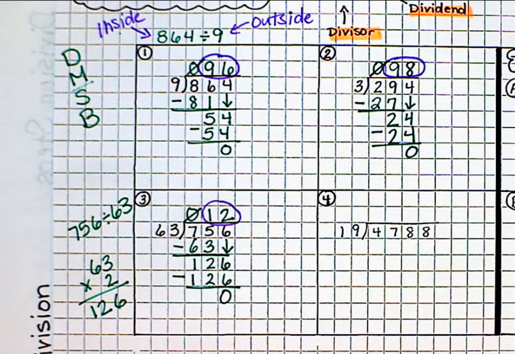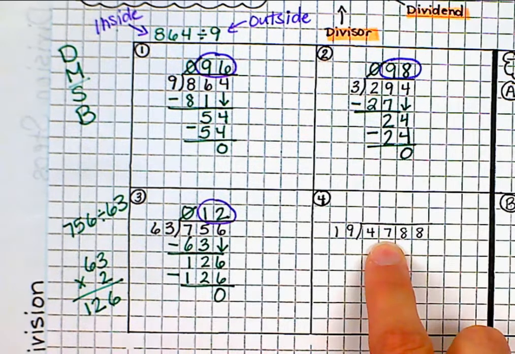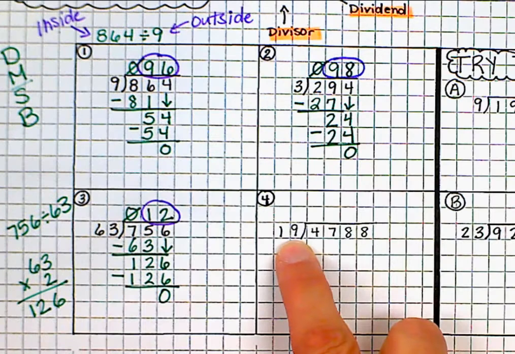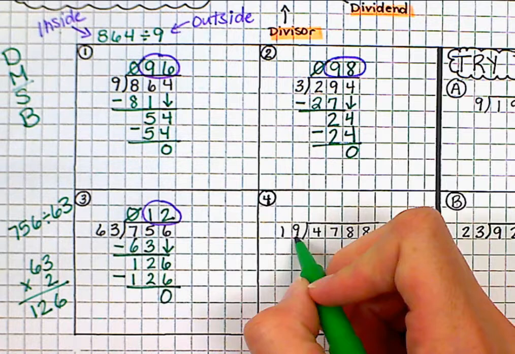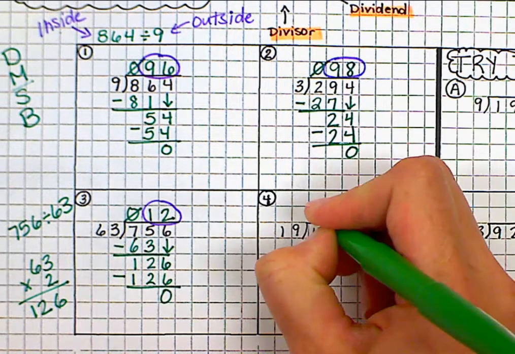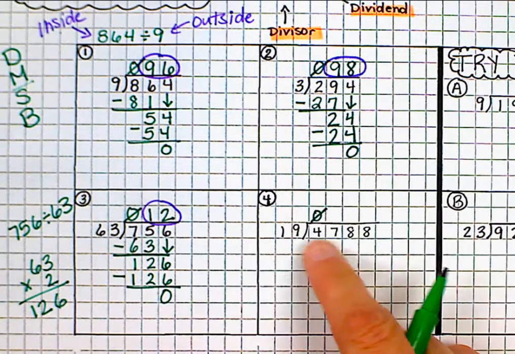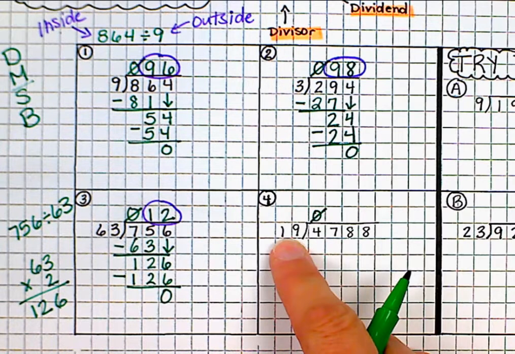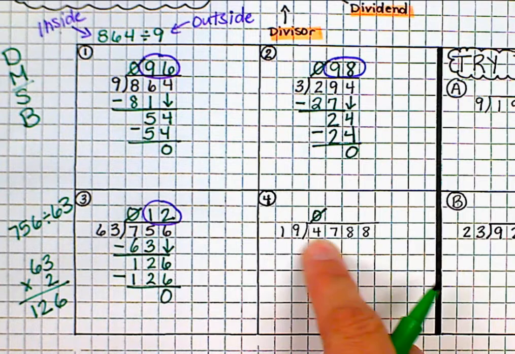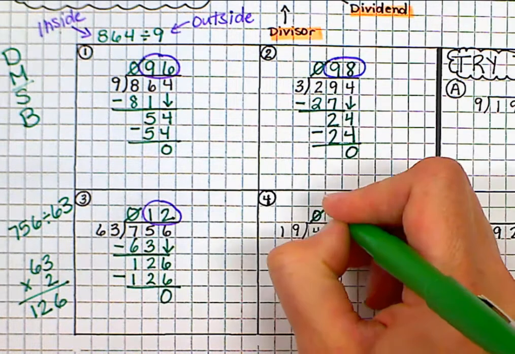Okay, last problem, a little more work. It's got a 4-digit dividend and a 2-digit divisor. So let's follow our first steps. Divide. Does 19 go into 4? No, so I'm going to put my placeholder. Does 19 go into 47? Yes. The question is how many times? Well, that's about 20, and 20 plus 20 is 40. So I'm going to guess that it goes in 2 times.